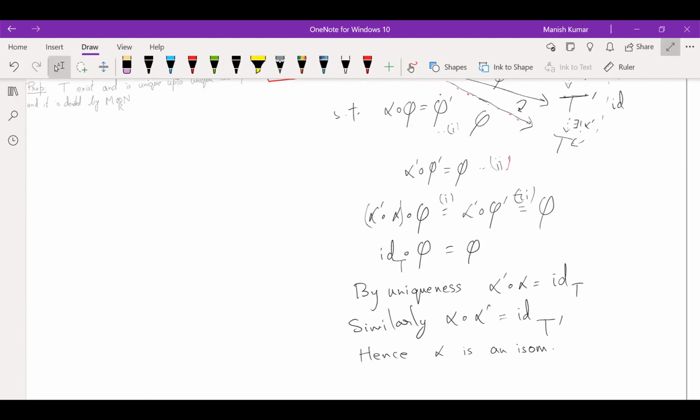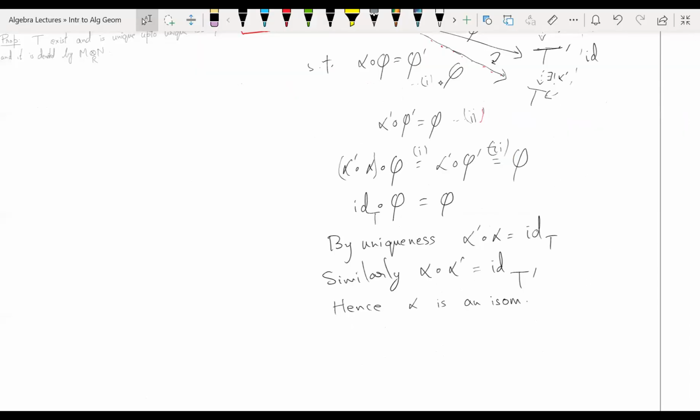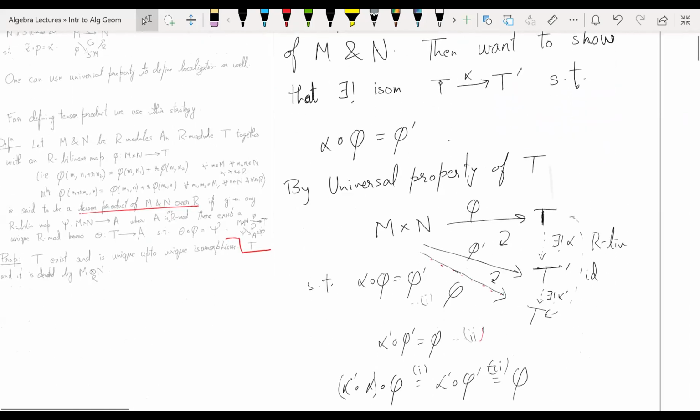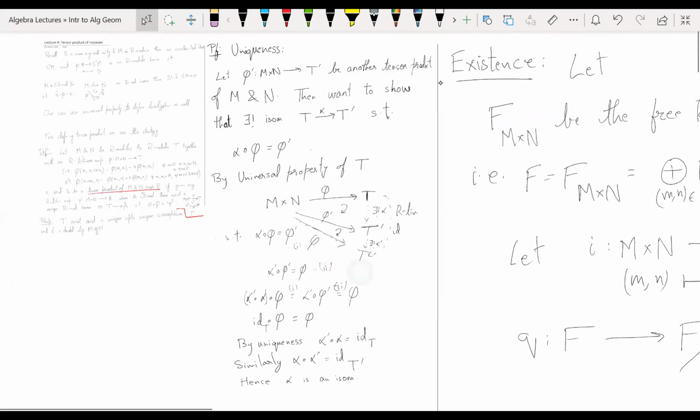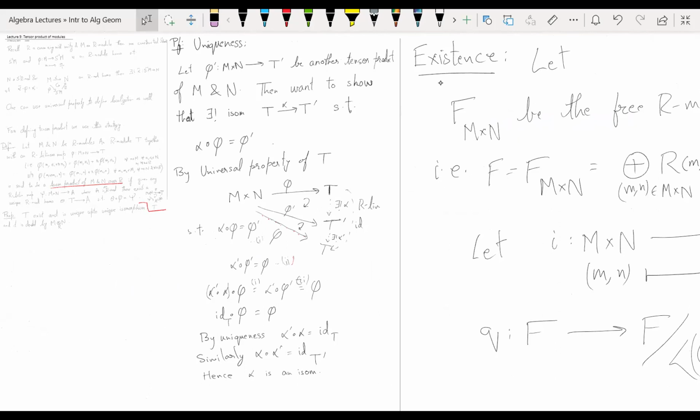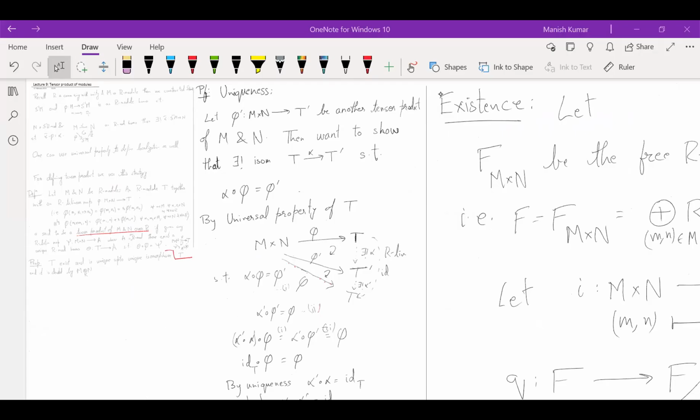Is this okay? This proof of the proposition, does it show the uniqueness of the tensor product? Yes. Yeah. Okay.